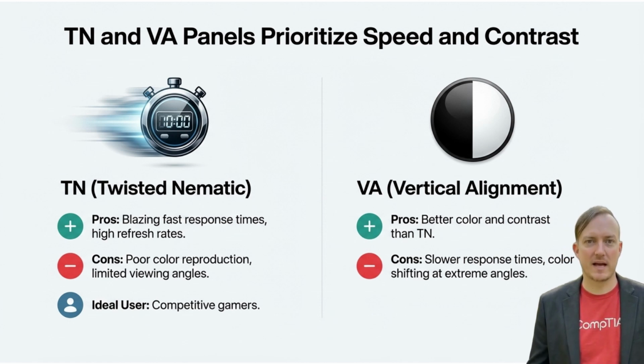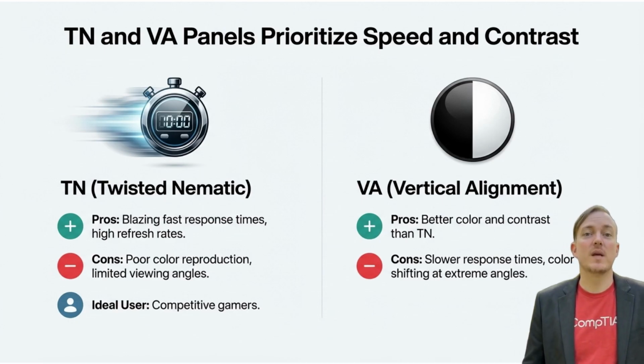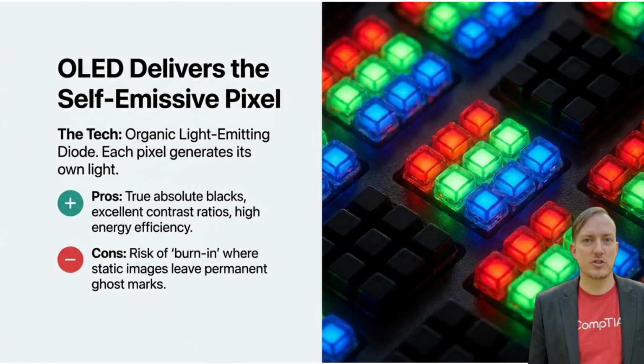Sitting between IPS and TN is the VA, or vertical alignment panel. VA panels offer deep, rich blacks and better contrast than TN, but suffer from slower response times and color shifting at extreme angles. Moving away from traditional LCDs, we have OLED, the organic light-emitting diode.